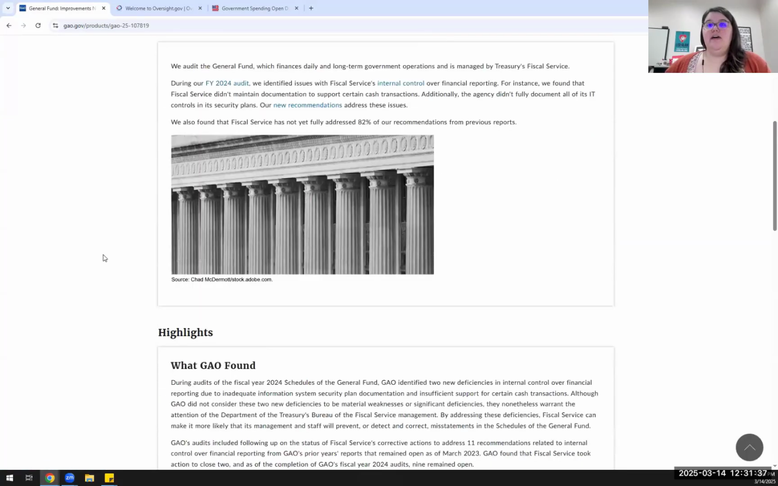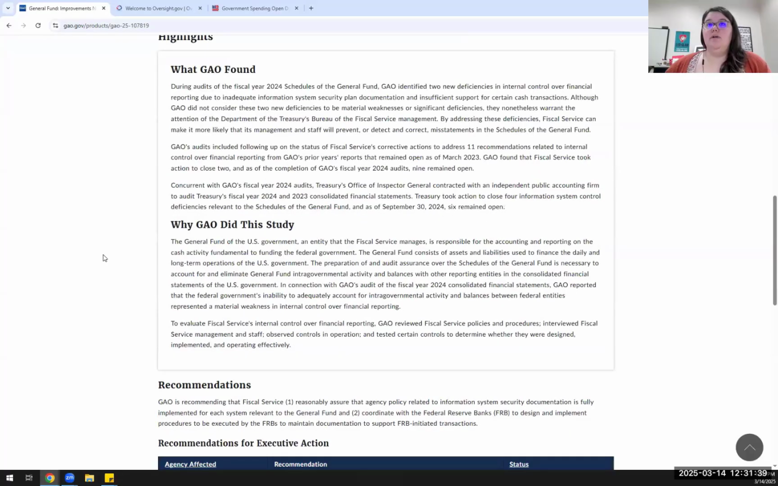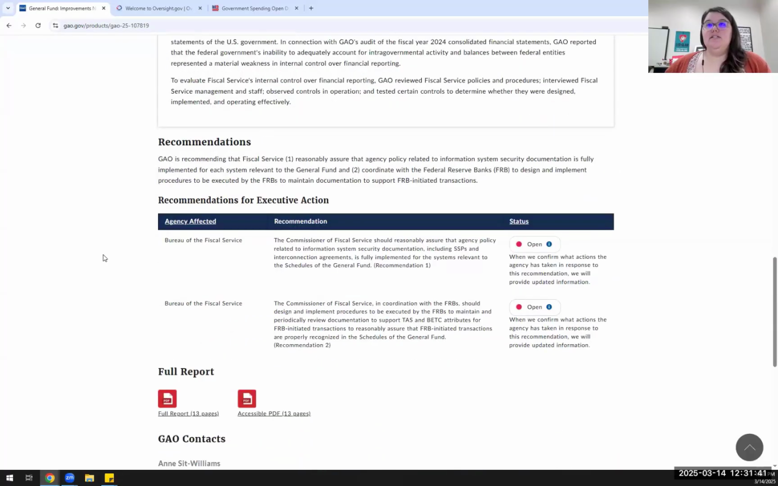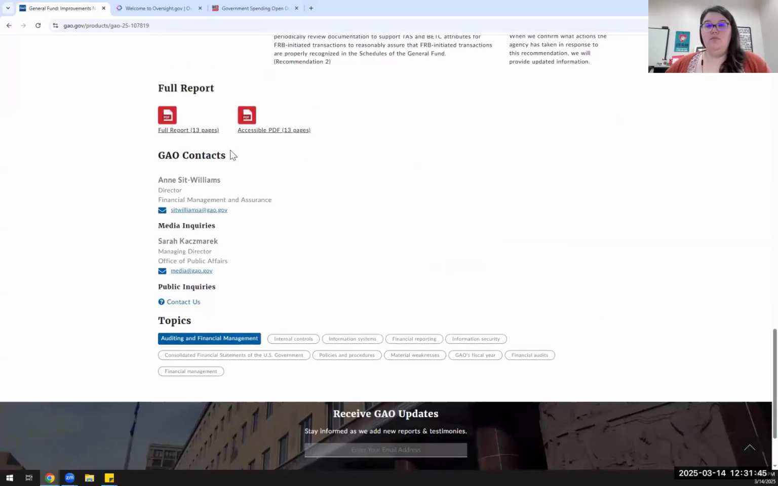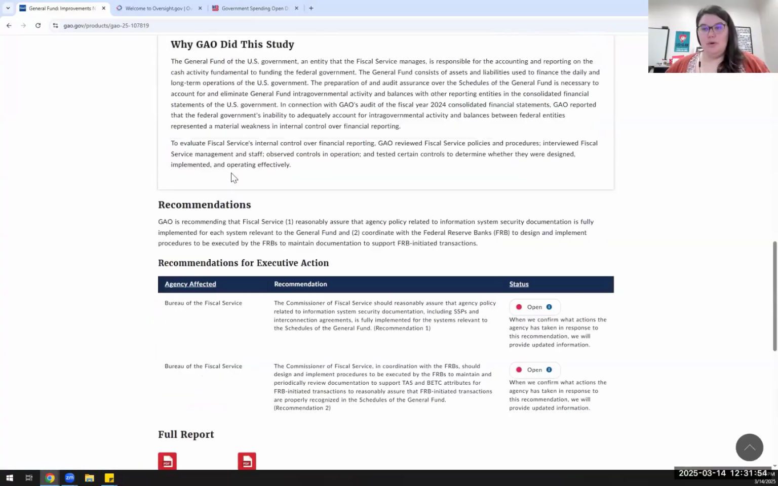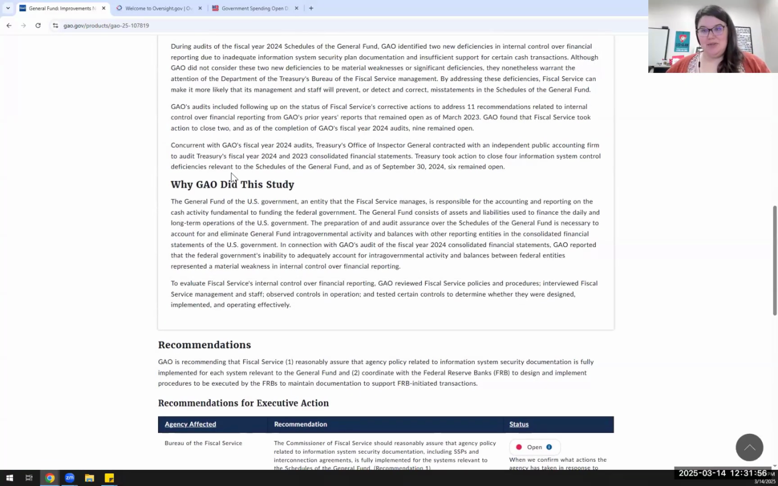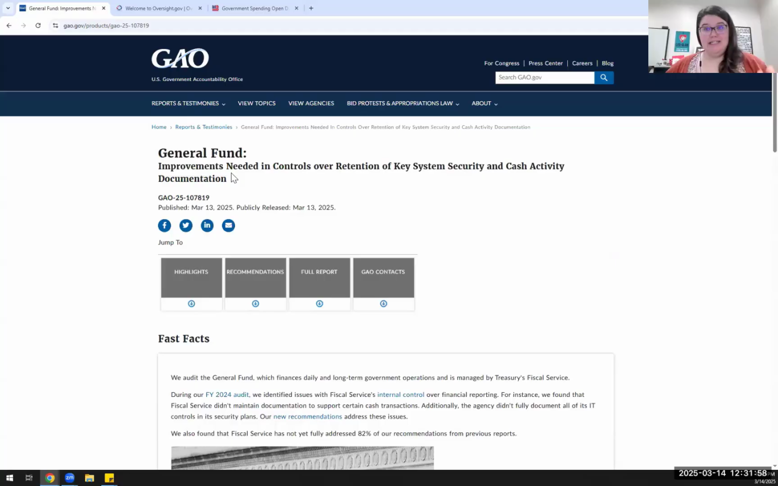It'll pull you some fast facts. It'll pull out some highlights about what's going on. You can see some executive actions that are taken, and you can also download the full report. Okay. So again, there is actually a lot of transparency built into the government itself if you know where to look, if you know that it's out there, because our government is gigantic.